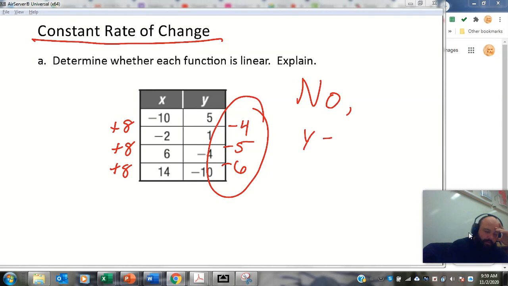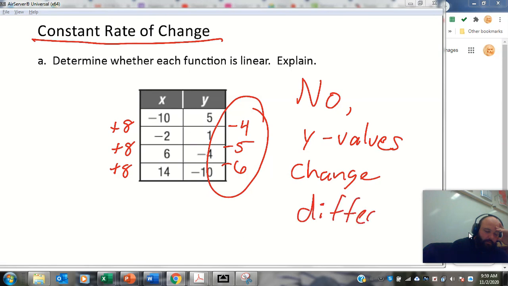The y values change differently. So in order for the function to be linear, it has to change the same across the y's and the same across the x's.